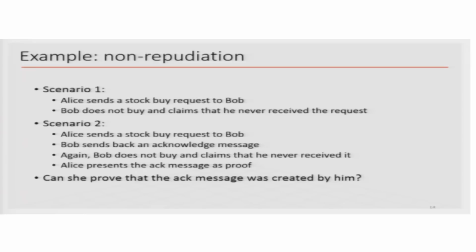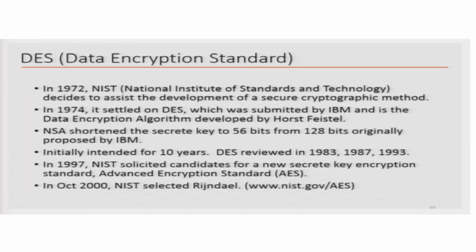So, in a court of law, under these circumstances we described, Alice cannot prove that the acknowledgement message was indeed from Bob. So, that is about non-repudiation.